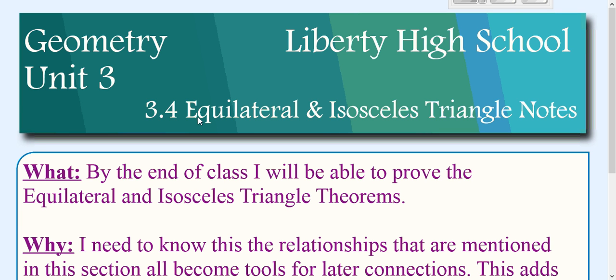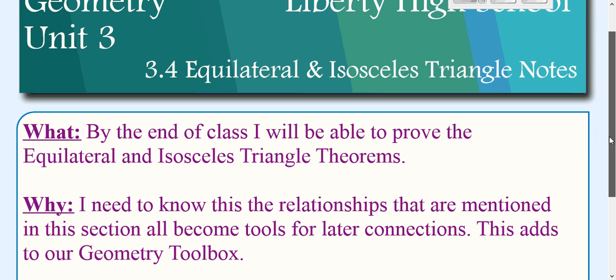So in these notes, we're going to be looking at equilateral and isosceles triangles specifically. We're going to be able to prove theorems about isosceles and equilateral triangles. These relationships are going to be useful in a lot of different things that we do in later units. Once we know things about isosceles, we can use it to make other relationships later in geometry.